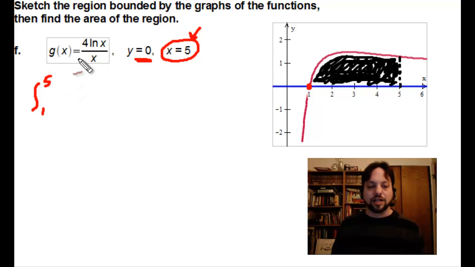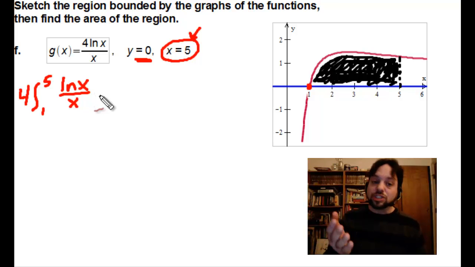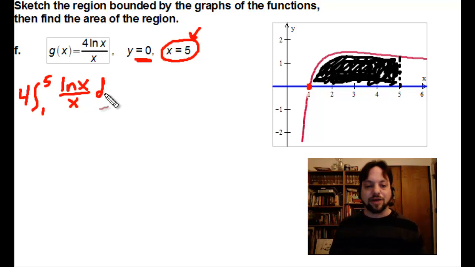The 4 on g of x, I'm actually going to move out front because it's a constant. And so we have the natural log of x divided by x minus the second function, which is just 0. So again, I'll leave that out. And there is my dx.